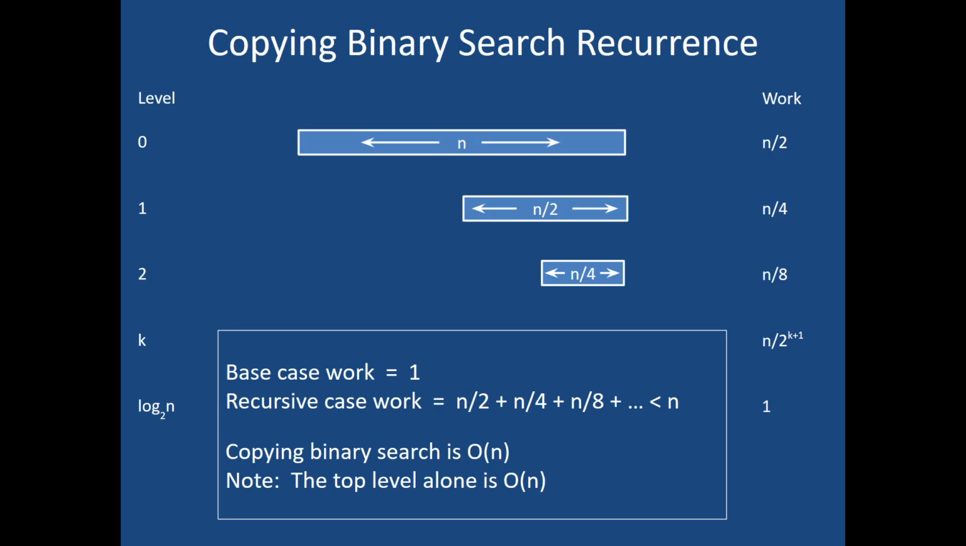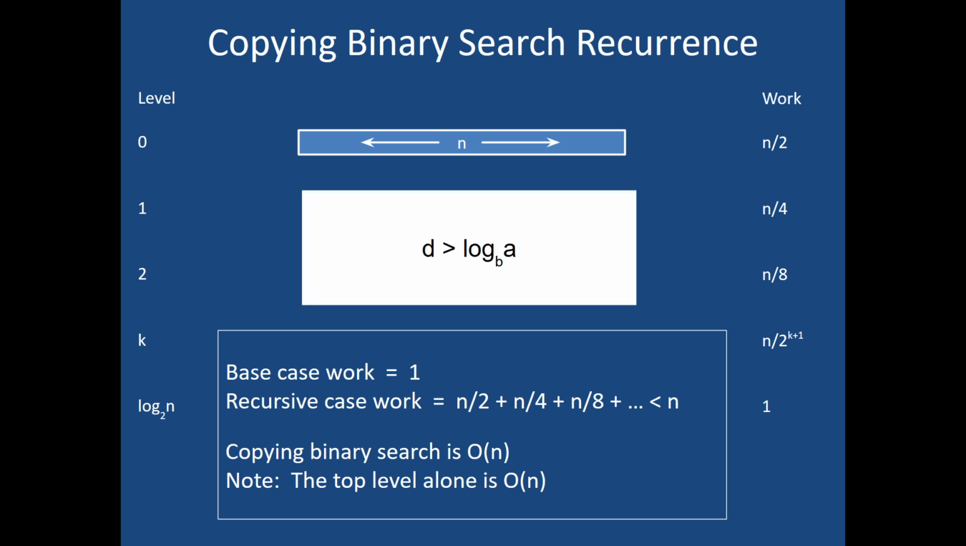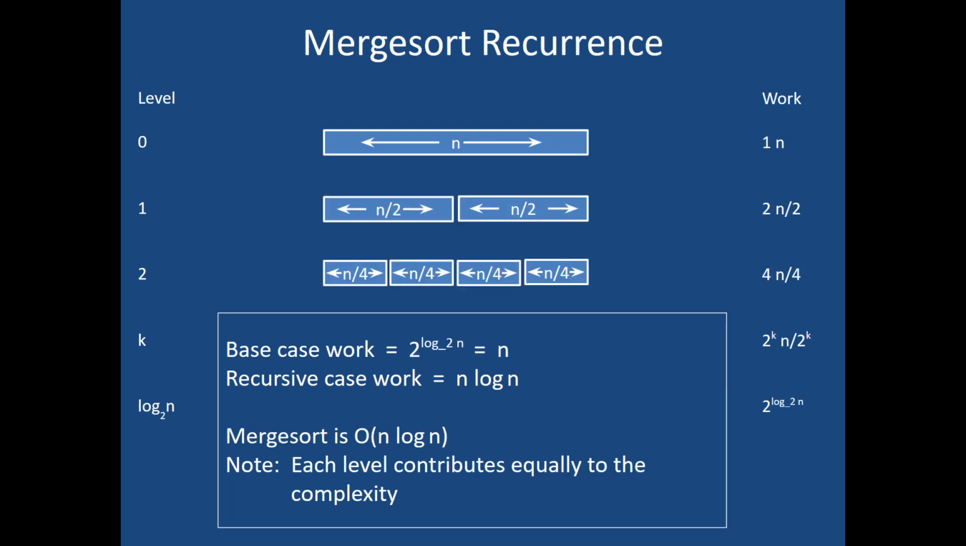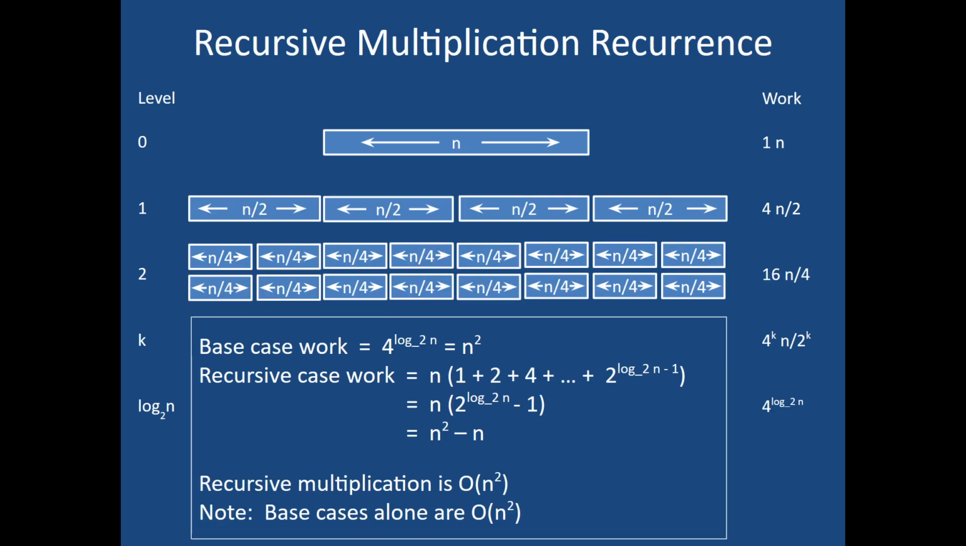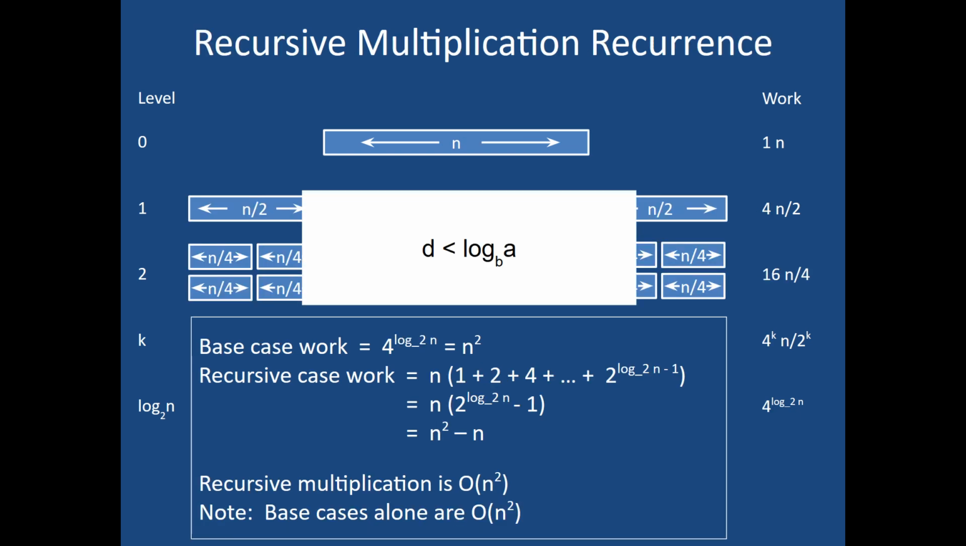Now, I just want to tell you where the master theorem comes from. Don't leave yet. So, binary search corresponded to the case where d is greater than log base b of a. I just showed you that. For merge sort, it corresponded to that case. Recursive multiplication corresponded to that case. So we looked at examples of all three cases. How do you suppose you would come up with the master theorem from scratch?